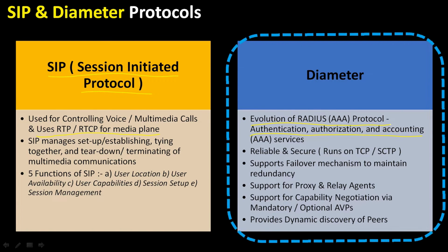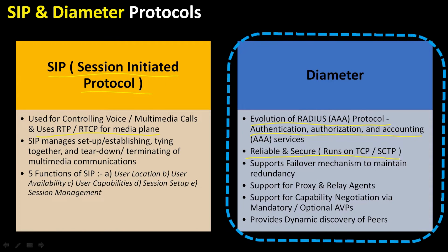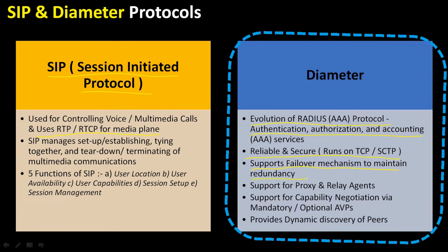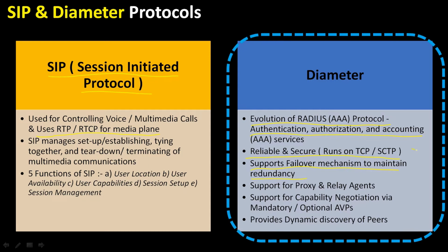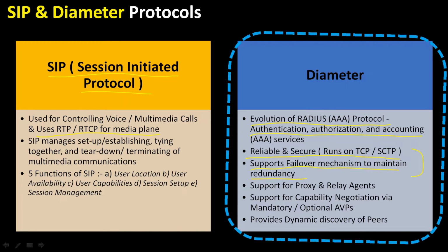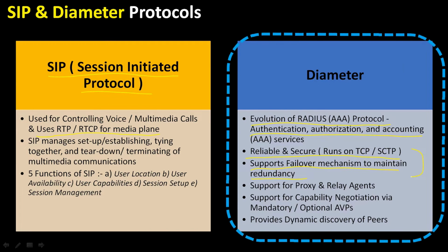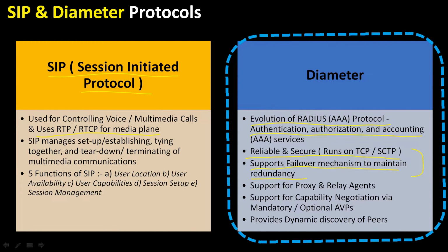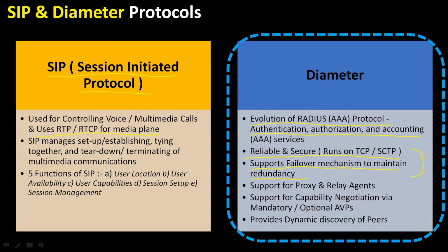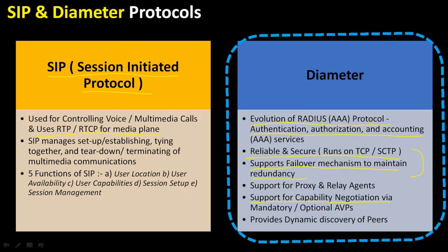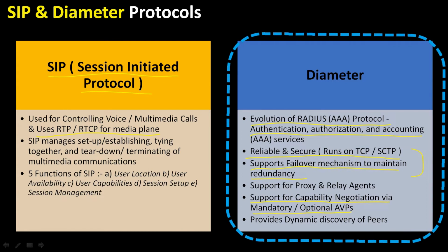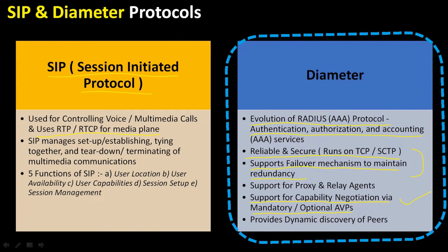It's an evolution to the RADIUS AAA protocol which gives you much more reliable and secure communications, and supports the failover mechanism to maintain redundancy. I mean to say, if the primary link goes down, the traffic will fail over to the secondary link. These types of redundancies and failover mechanisms are provided by Diameter inherently. Diameter also supports proxy and relay agents. It also supports a flexible AVP option where we can give a mandatory and optional list of parameters, or AVPs, which can be used in capability negotiation.